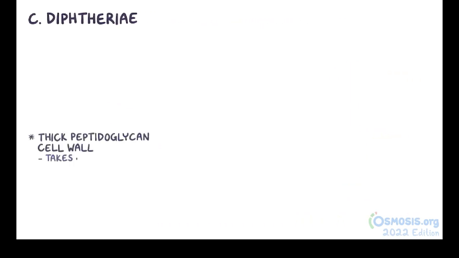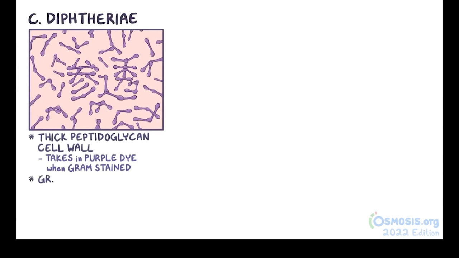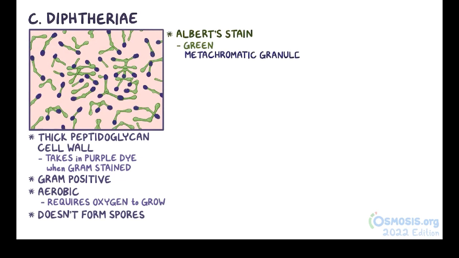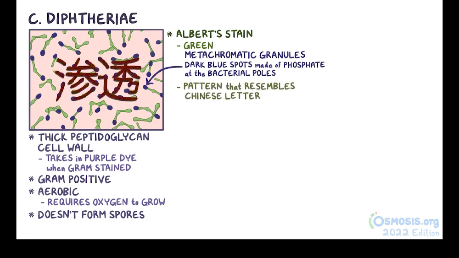Alright, now C. diphtheriae has a thick peptidoglycan cell wall that takes in purple dye when gram-stained, so it's a gram-positive bacteria. It's aerobic, which means that it requires oxygen to grow, and it does not form spores. Now, when stained with Albert's stain, these bacteria demonstrate some unique features. They look like green, club-shaped bacteria with metachromatic granules, which are these dark blue dots made of phosphate, located at the bacterial poles. When there are a lot of them clustered together, these bacteria seem to be arranged in a characteristic pattern that resembles Chinese letters.